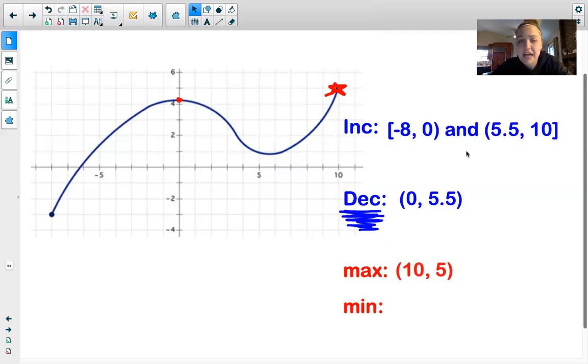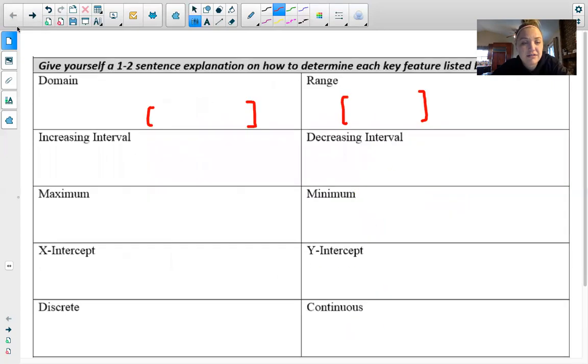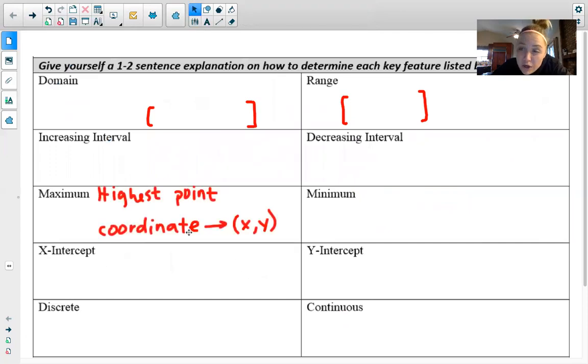10, 5. Now, how do we know that that is an ordered pair and not an interval? Well, because it's asking for a maximum. And if you remember back to the first page of notes, right here, it said that a maximum is a coordinate. So whenever you're looking at a maximum, it's going to be a coordinate rather than an interval.